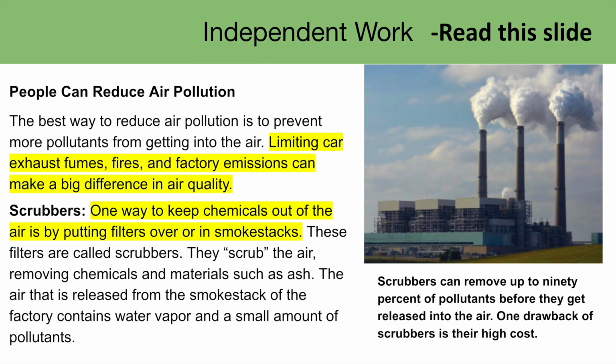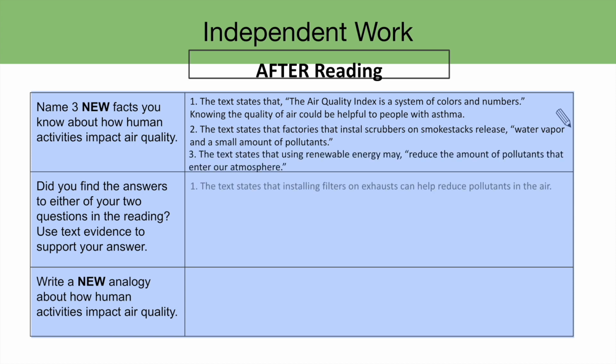Well, this slide here explains that limiting car exhaust fumes, fires, and factory emissions can make a big difference in air quality. One way to keep chemicals out of the air is by putting filters over or in smokestacks. So, from here, I can make an inference that if car exhausts had filters on them, they would also release less pollutants. The text states that installing filters on exhausts can help reduce pollutants in the air.